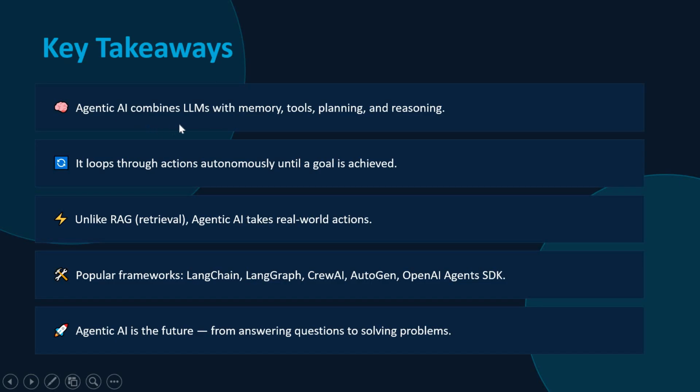So the key takeaway: agentic AI combines an LLM with memory, tools, planning, and reasoning, and it loops through actions autonomously until the goal is achieved. Unlike RAG, agentic AI takes real-world actions as well. Popular frameworks are LangChain and LangGraph, which we can use. And agentic AI is the future, moving from answering questions to solving problems. As I told you, we saw one prompt, plan my tomorrow's daily visit, and it will think and do many things on it.